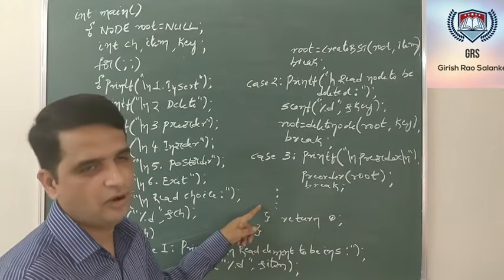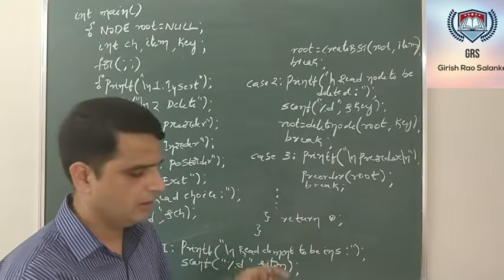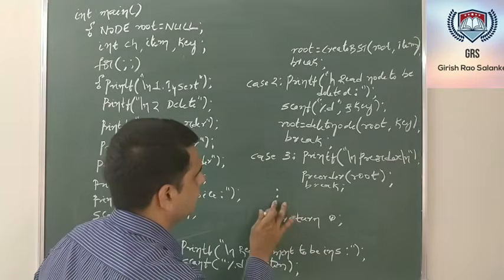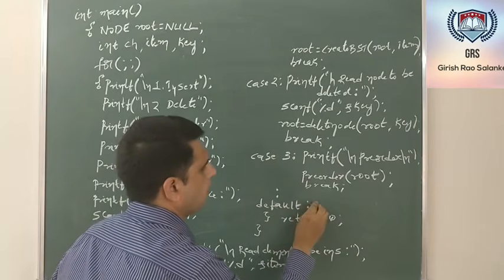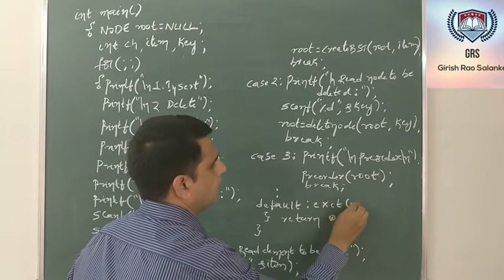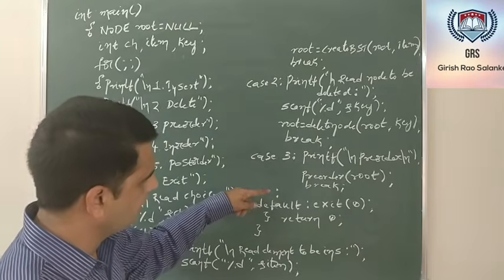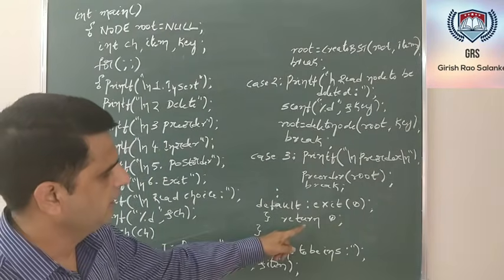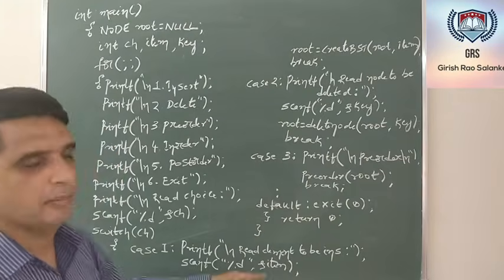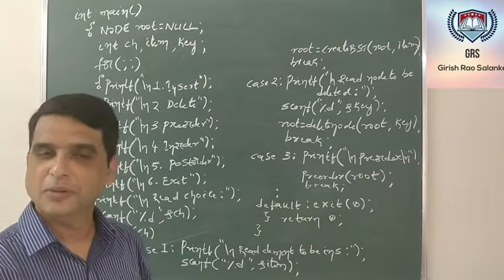And then finally default, you can terminate the program by calling the exit function. I'll just write this default here. Exit of 0. You need to write this case 4 and case 5. Then close the for loop, return 0, and finally close your main function. Hope this should be fine.